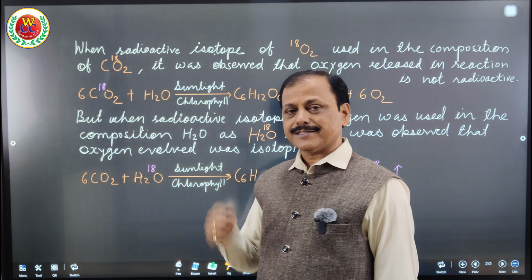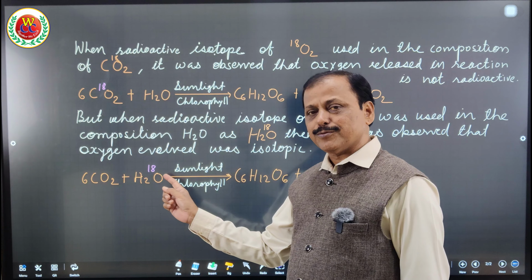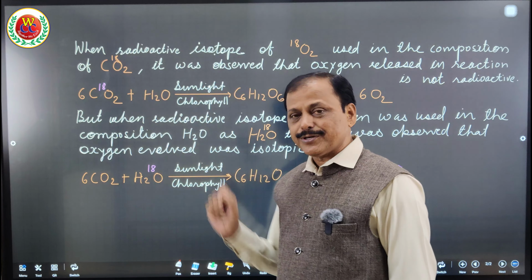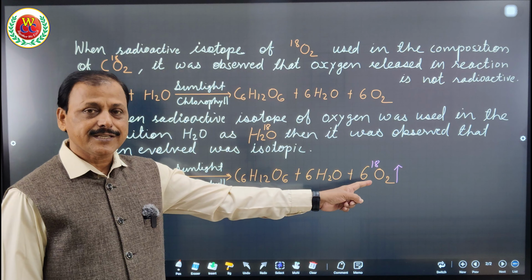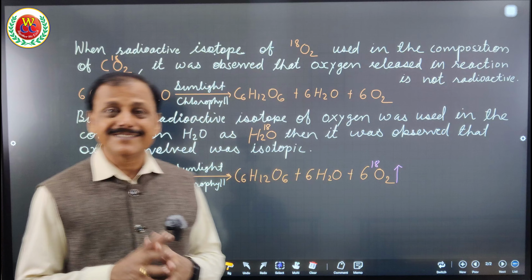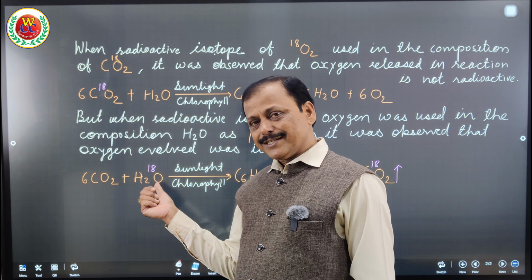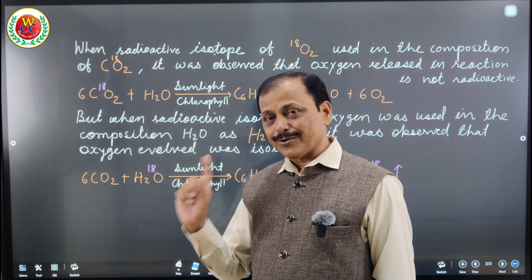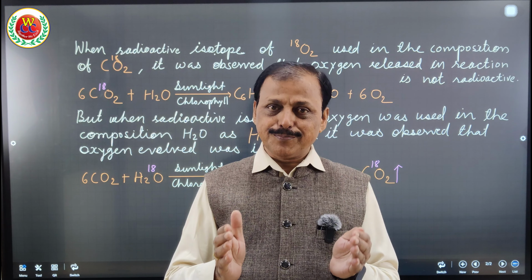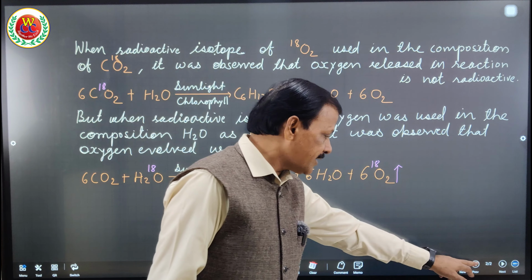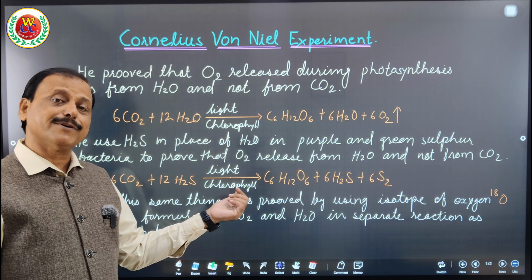But in the second reaction, they used isotopic oxygen in the composition of water, not in carbon dioxide. When the reaction was completed and oxygen was released, it was found to be isotopic. That means it was very clear that oxygen released in photosynthesis is from water and not from carbon dioxide. A very simple experiment, proved by Cornelius Van Niel using chemosynthetic green and purple sulfur bacteria.